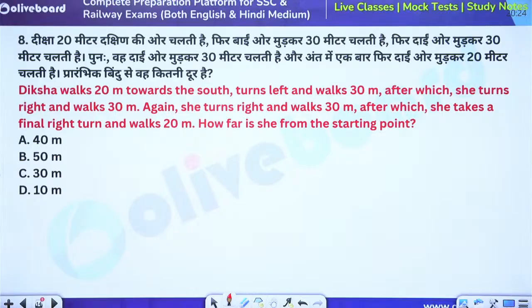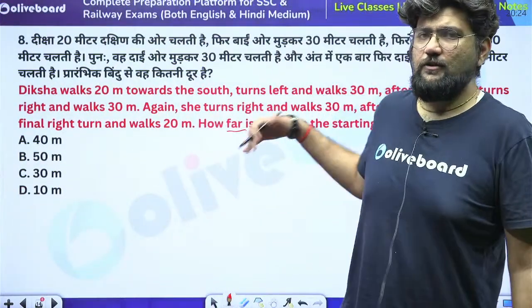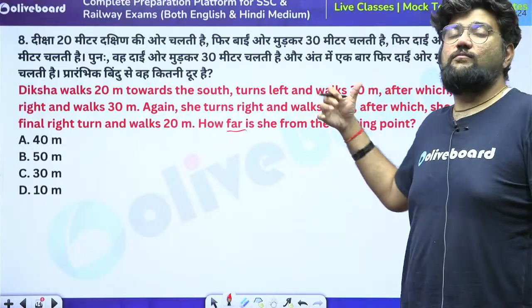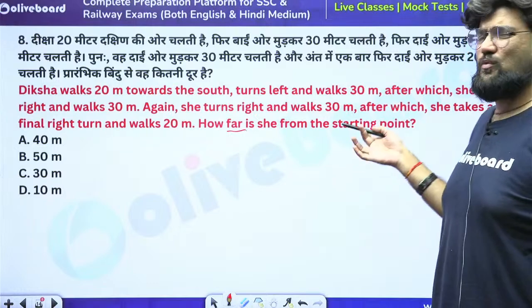Now, Diksha walks 20 meters towards the south. They are asking you how far, so you'll have to draw the figure. Though there is another method which a lot of people use these days, plus minus, they arrive at the conclusion. That is not foolproof. Sometimes you can go wrong with that. It's better to quickly draw a short diagram.